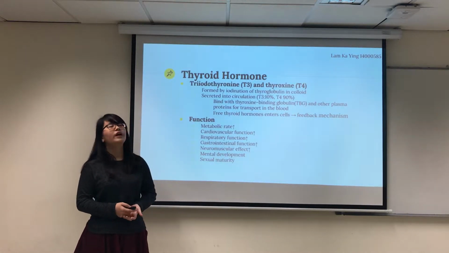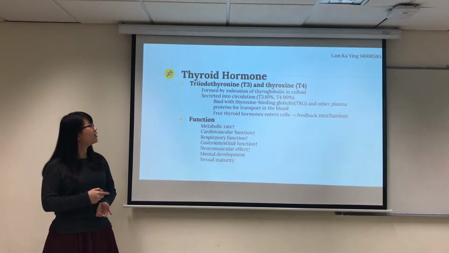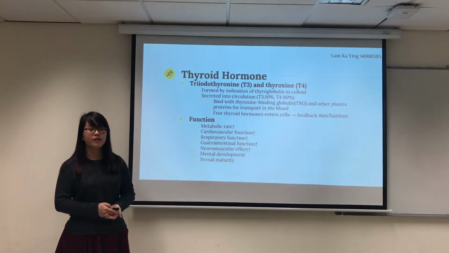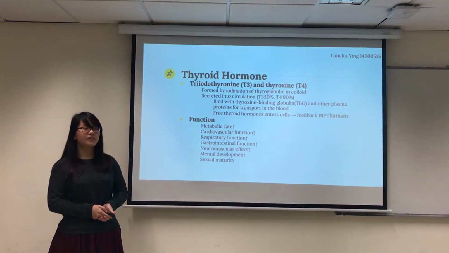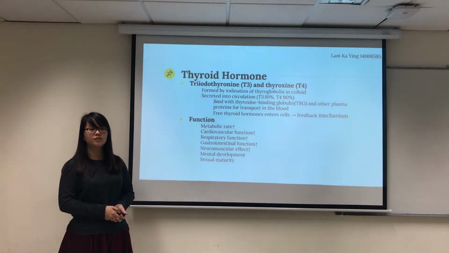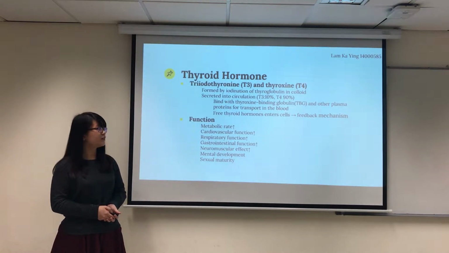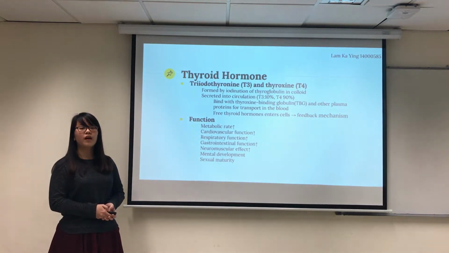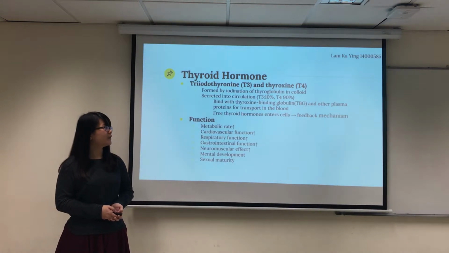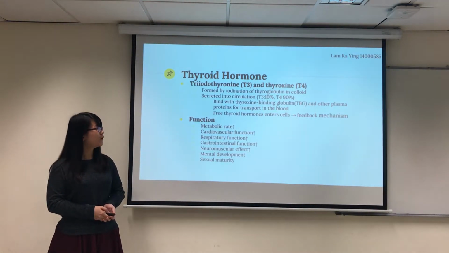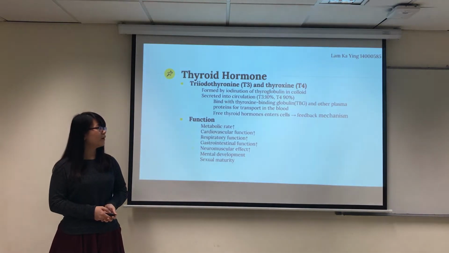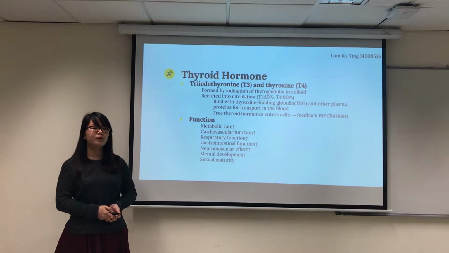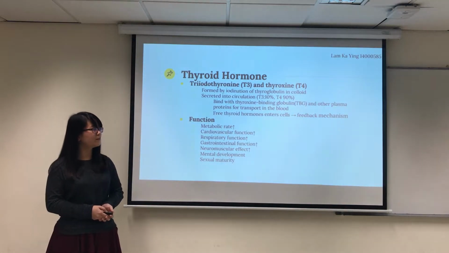Thyroid hormones include triiodothyronine T3 and thyroxine T4. They are formed by the iodination of thyroglobulin in colloid, and they are secreted into the blood circulation. Most of them are T4, and they bind with thyroxine binding globulin and other plasma proteins for transport in the blood. The free thyroid hormone will enter the cells and trigger the feedback mechanism.